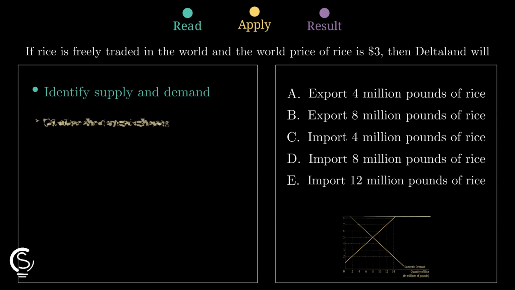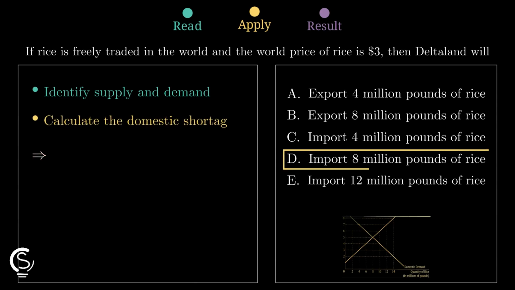Subtracting 4 from 12 gives us a total of 8 million pounds. This means Deltaland must import that amount, making option D our final winner.